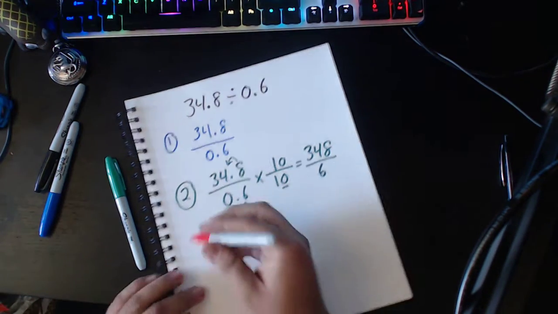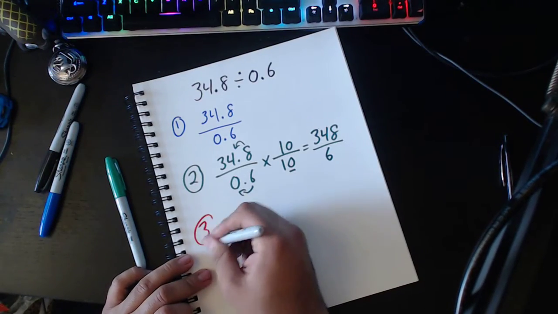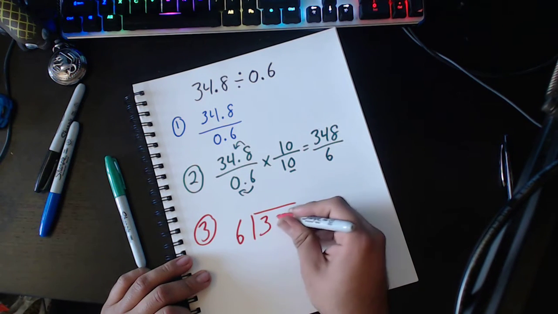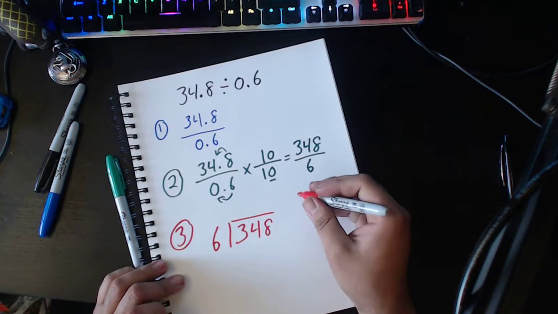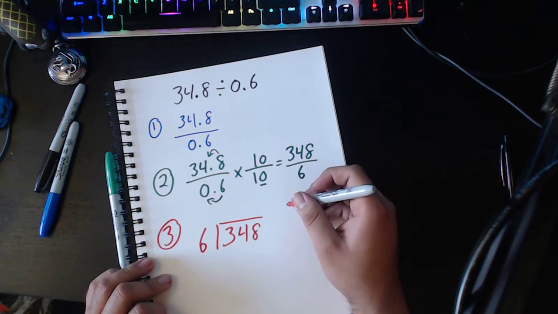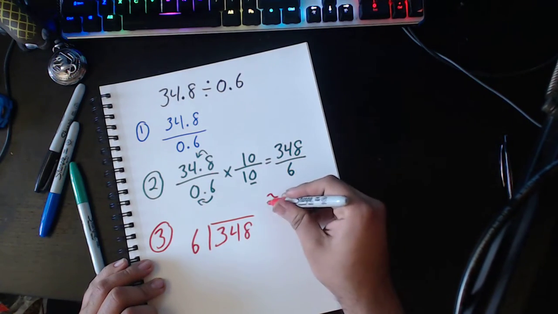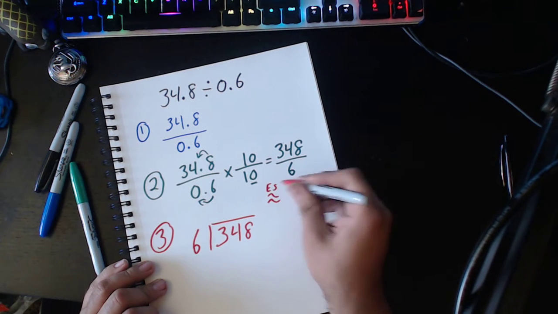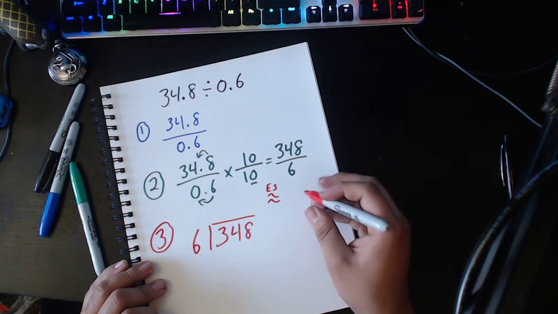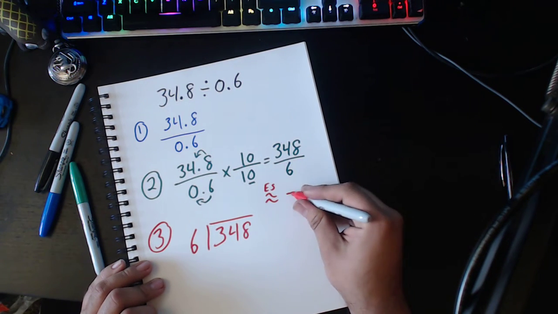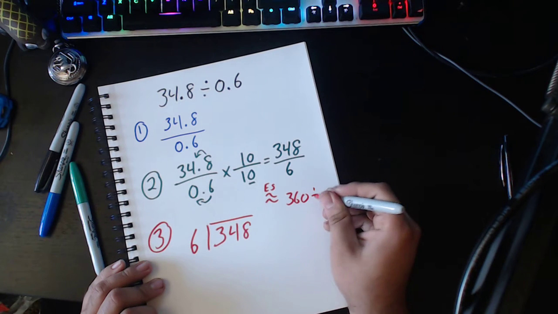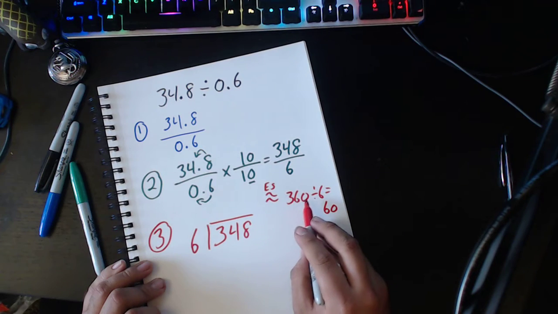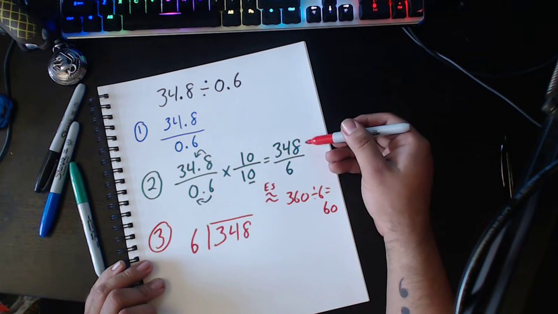Now my third step is going to be to divide it out. And let's say I needed an entry point for this problem. So I am going to estimate. That's my estimation symbol. I'll put ES on the top. And my 348, I'm going to say 360. So 360 divided by 6 will give me 60. So because I have to round up, I'm going to start with a low number.